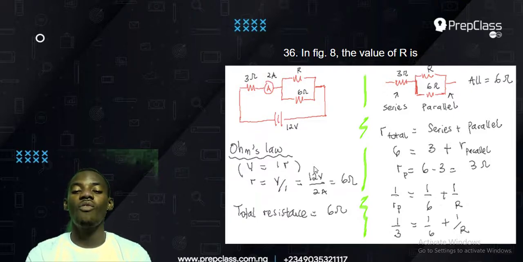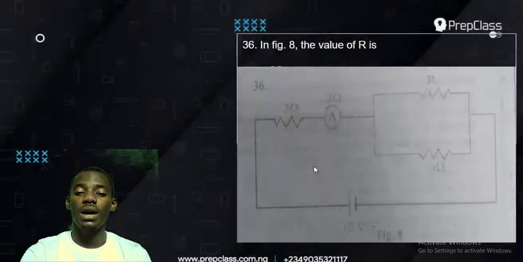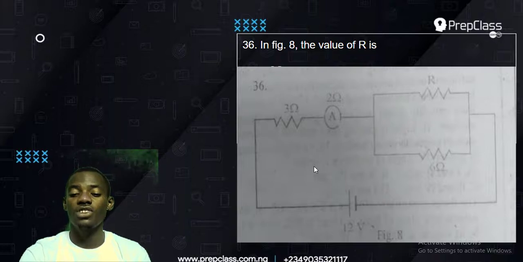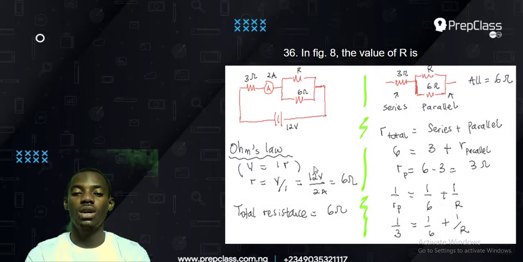So that gives me 12 over 2, because my current in the question, that 2 ohm, is not supposed to be ohm, it's supposed to be current. That's 2 A, not 2 ohms. So there's a slight typographic error there. So R equals V over I. My V is 12 volts and my current is 2 A, giving me 6 ohms. So the total resistance I must get from this circuit, all in all, is 6 ohms.